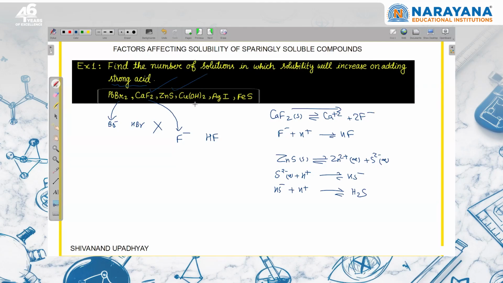This is base. Base में अगर हम acid डालेंगे तो solubility increase होगी. This will form HI. HI will be a strong acid. There is no effect. And this again has an effect because sulfide ion is coming from a dibasic weak acid. So we'll say that there are 4 salts whose solubility is going to increase on adding a strong acid.